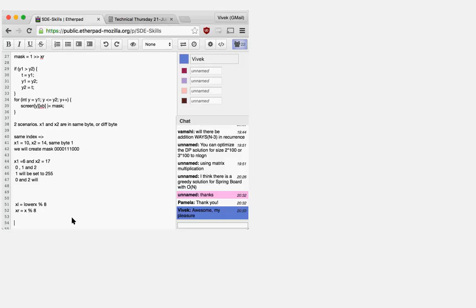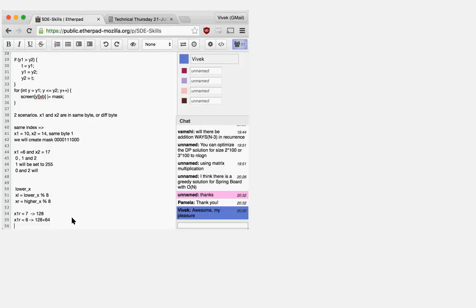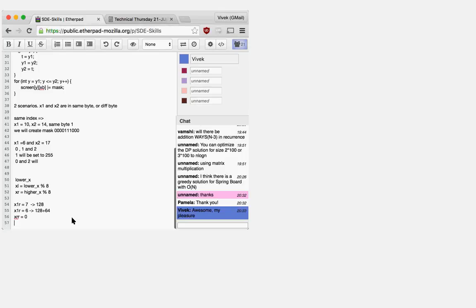So the way you deal with this is that you want to look at the x1 remainder. If x1 remainder is 7, then you want the value to be 128. If x1 remainder is 6, then you want the value to be essentially 128 plus 64, and so on. If x1 remainder is 0, then you want it to be 255.